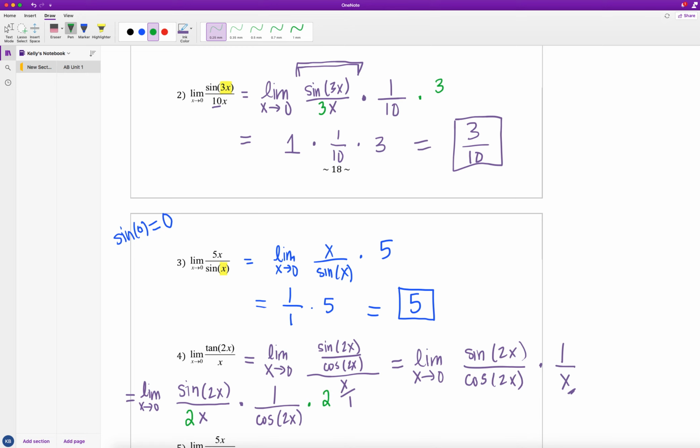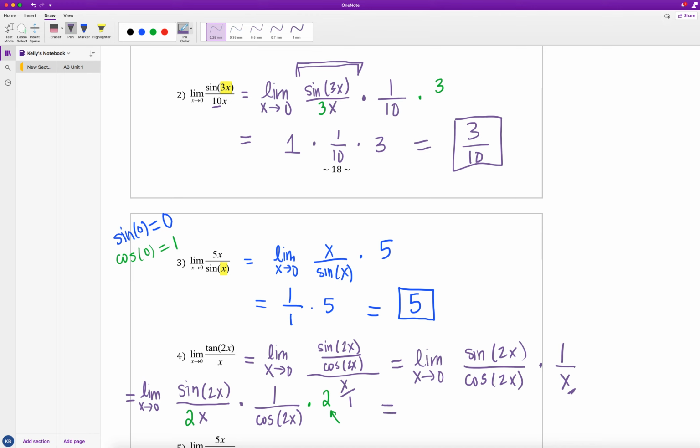Now, when I do that, the first piece is taken care of. The limit as x approaches 0 of sine of 2x over 2x is going to be equal to 1. The 2 that I am multiplying by is also going to be fine because it's a constant, but I have to think about the cosine. If I substitute in a 0 here, what is cosine of 0 equal to? Well, cosine of 0 is equal to 1, so it's okay if I divide by 1. I haven't changed anything there.